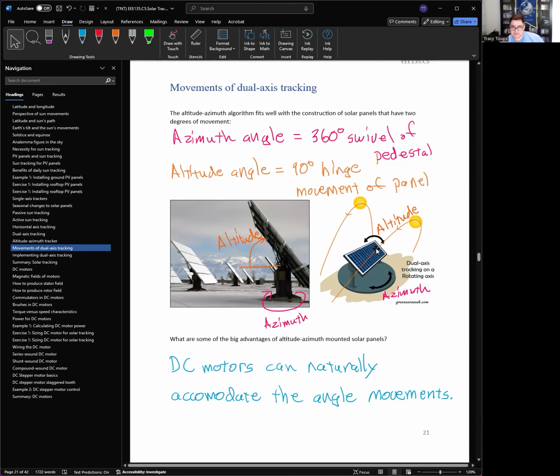Here's another image of it, where you can see the rotation of the pedestal. That's an azimuth angle. And then the actual panel itself tilting, that's an altitude angle. Okay. The big advantage of altitude-azimuth mounted solar panels is that DC motors can naturally accommodate this angle movement. It's very easy to put a DC motor, put some gearing in it, and get this type of movement, right? And that's literally what we do, okay?